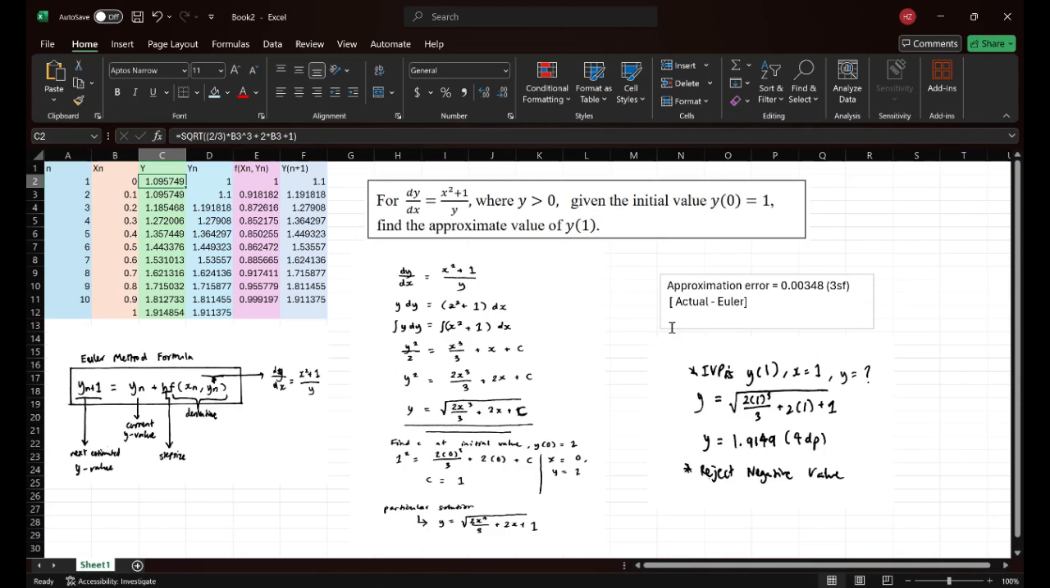The approximation error is the actual value from here minus the Euler's value, which we got from here. I got 0.003483 to 4 significant figures.